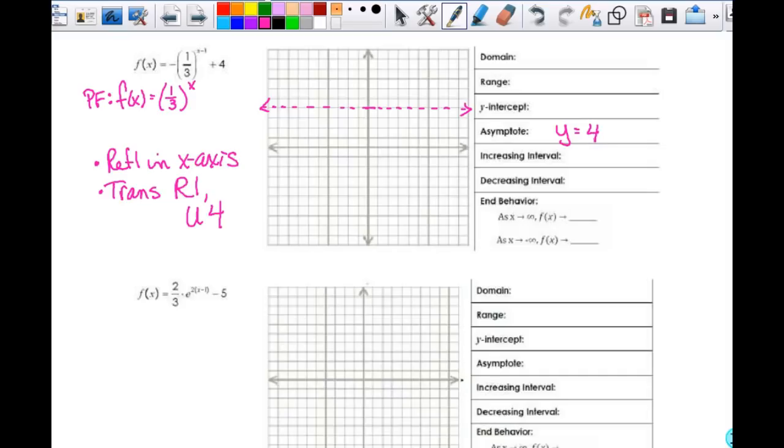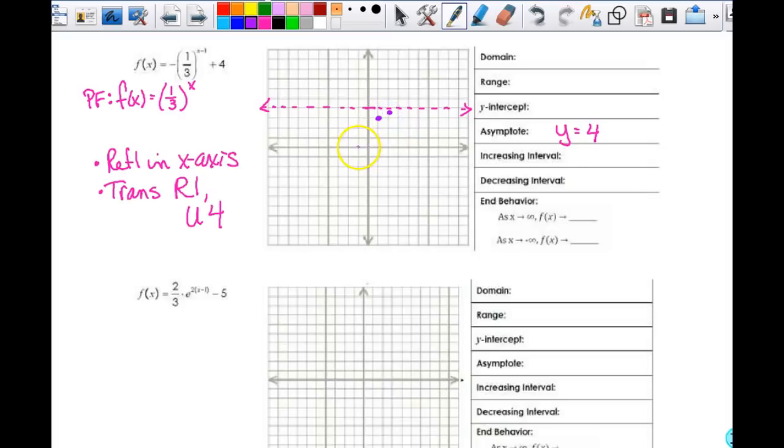So then I have to think about my anchor points. Now when we did these, we didn't write anything down, we just said, all right, well they all go through (0, 1). Okay, so that's my first anchor point there. And then I'm going to reflect that in the x-axis, which brings it down here. Translate to the right 1 and up 4. When x is 1 for my parent function, y is 1/3, just right about there. I reflect it in the x-axis, move to the right 1, and up 4.